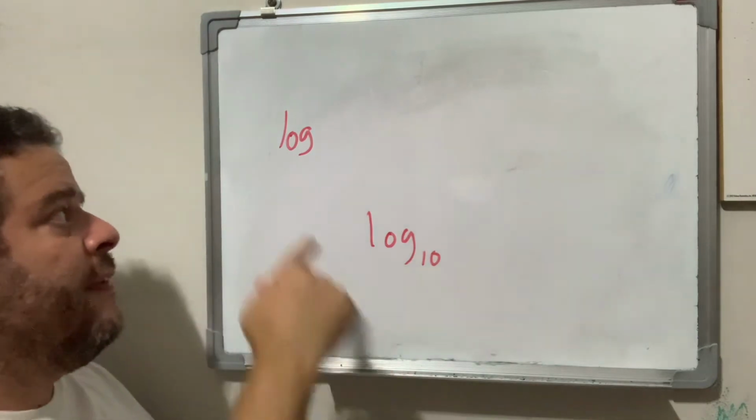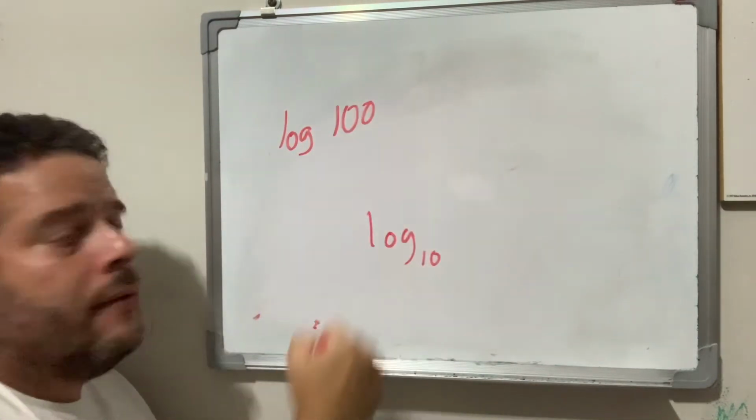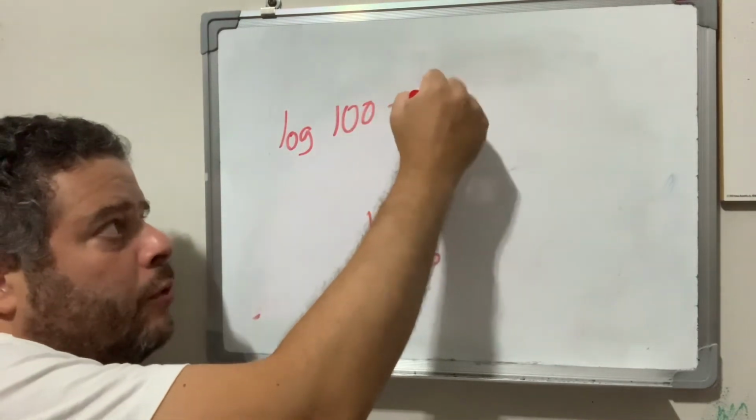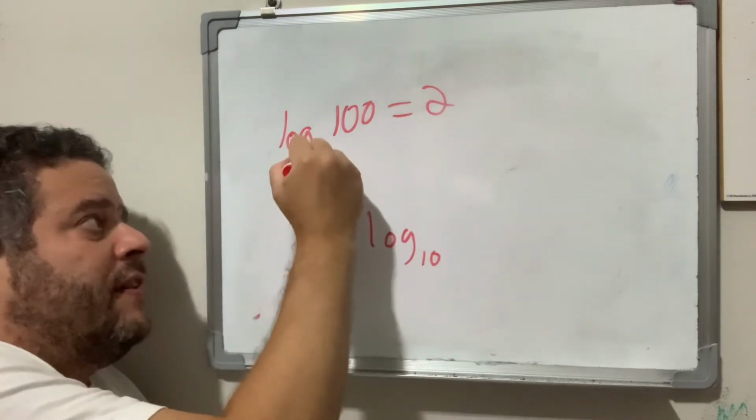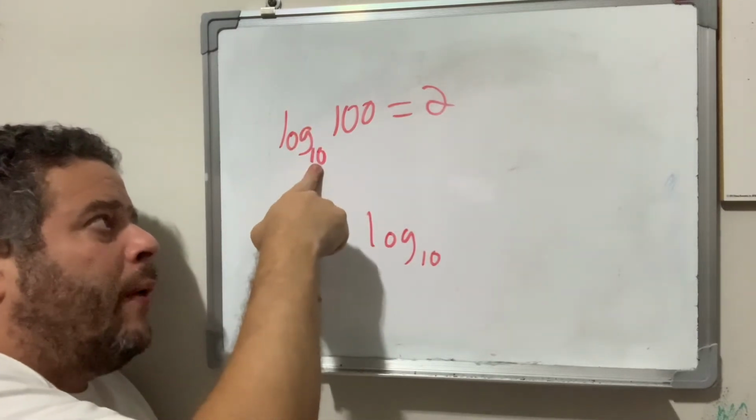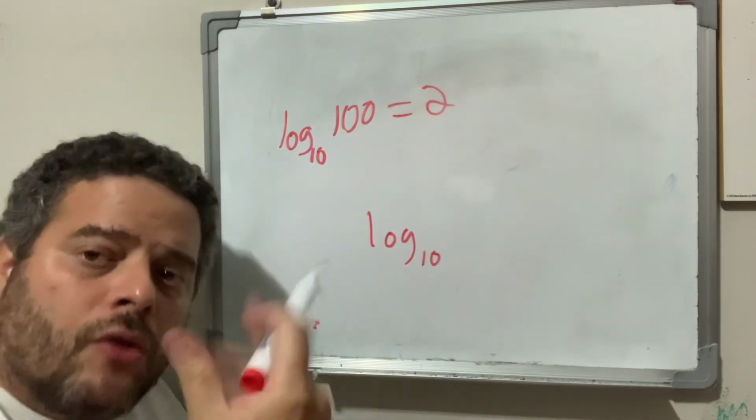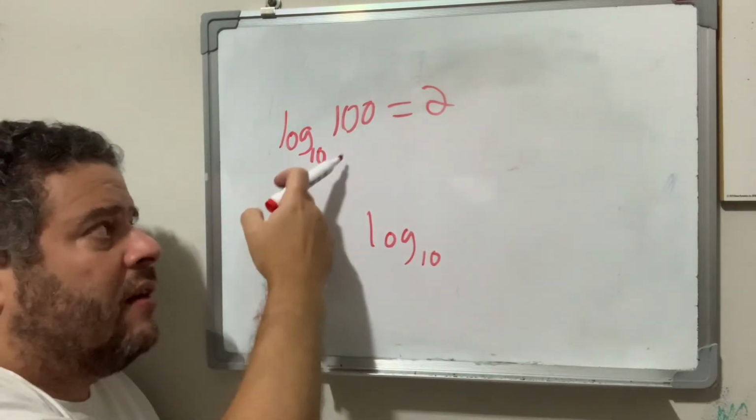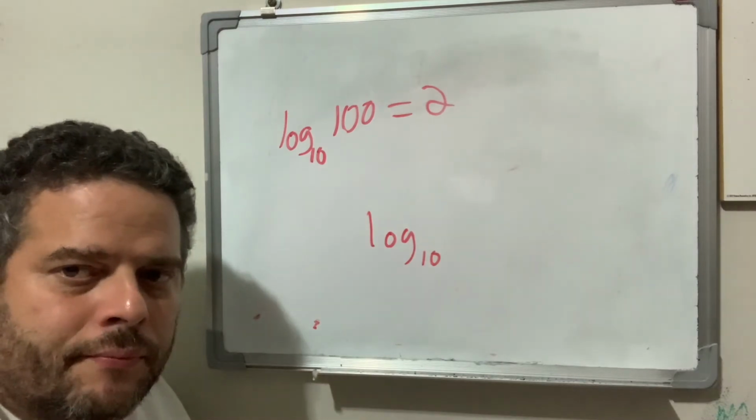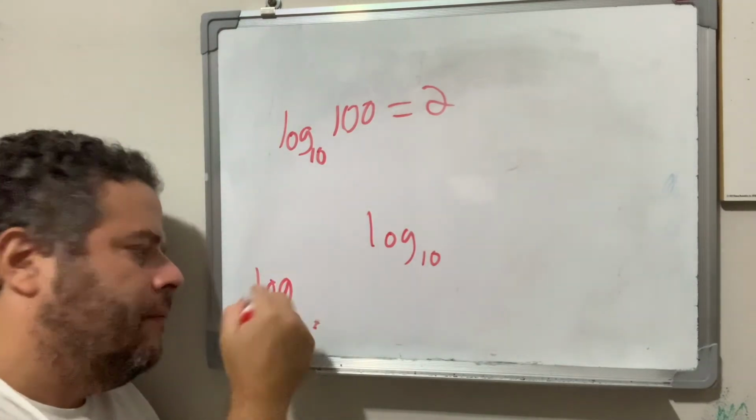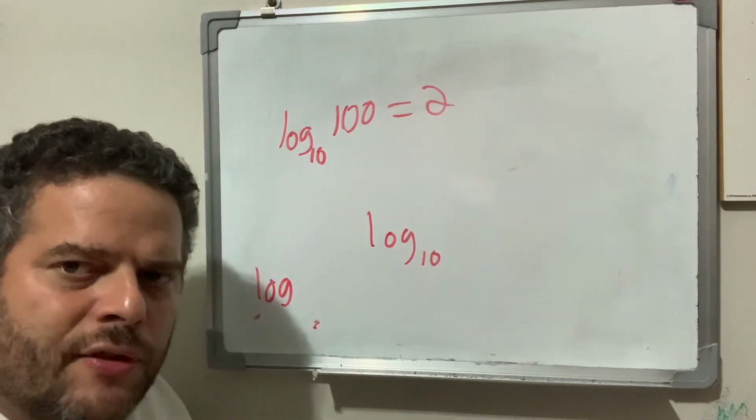So for example, if I have log 100, I know the answer would be 2. Because I have a 10 here, and what number do I raise 10 by to end up with 100? The answer would be 2. So common logs are just logs with a base 10. Anytime you see log, base 10. Pretty straightforward, okay?